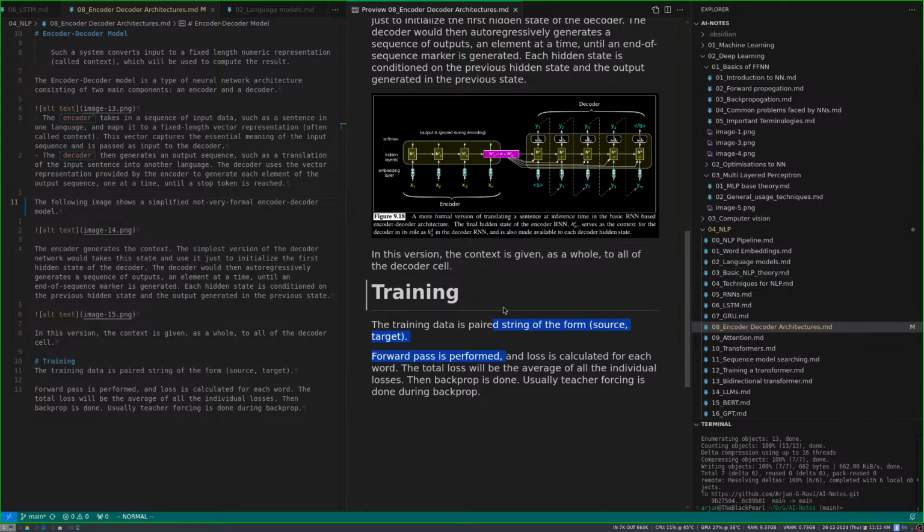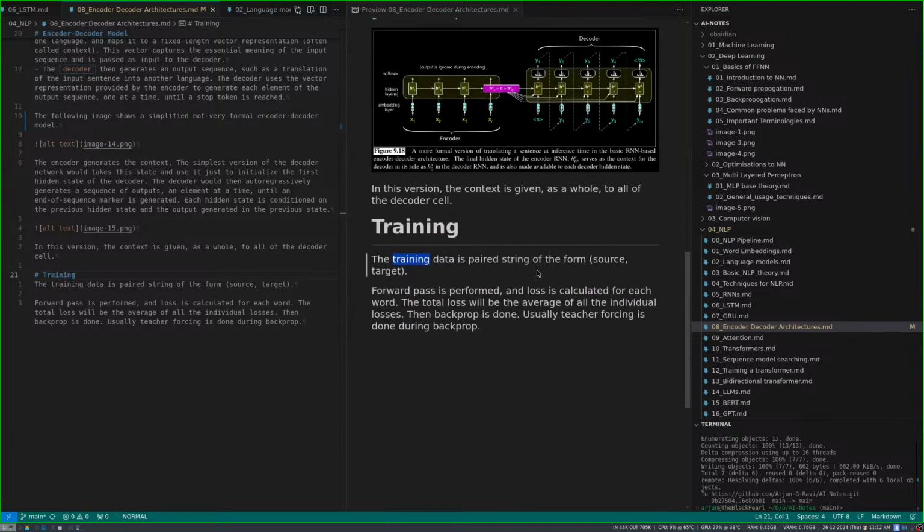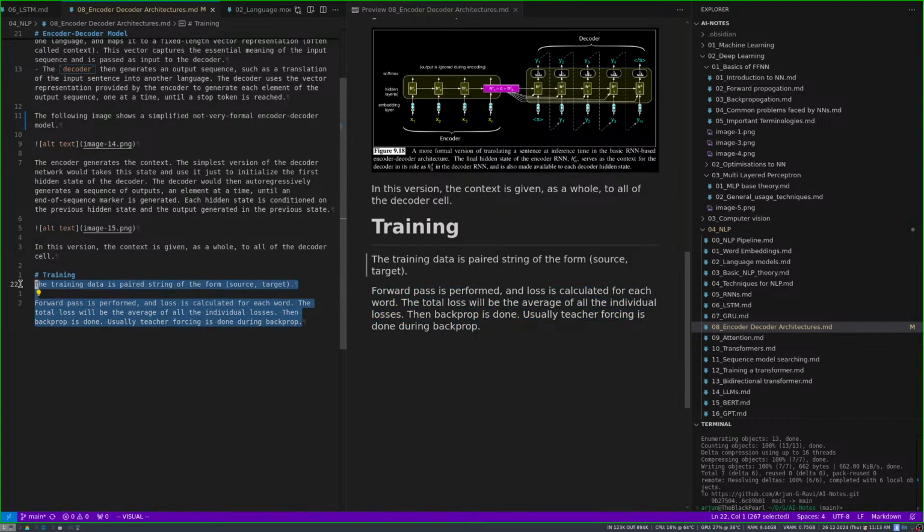Training data is a pair of strings in the form of source and target. A forward pass is performed, loss is calculated. The loss will be the average of individual losses, and then backpropagation. This is what is done.